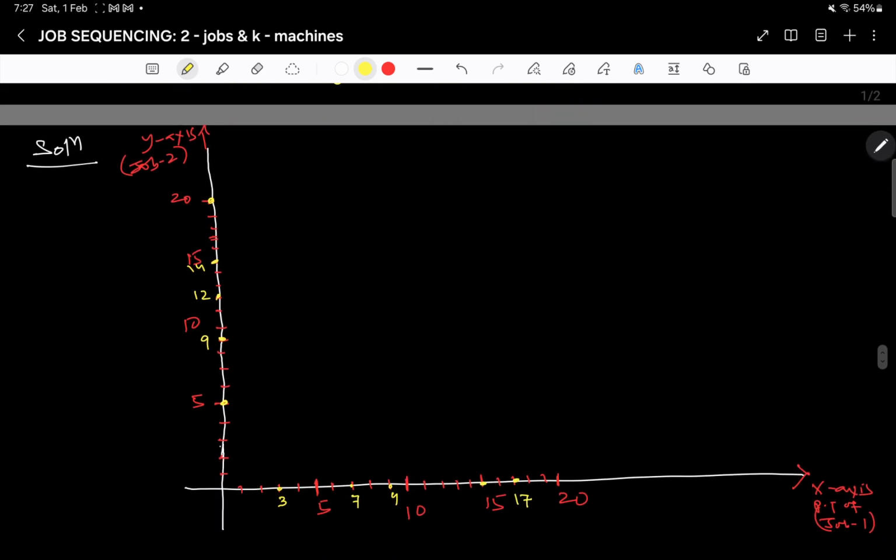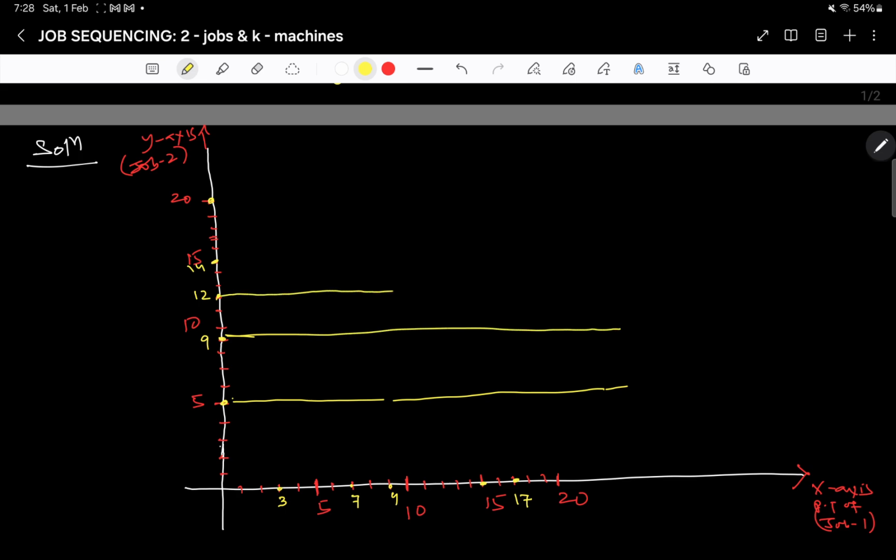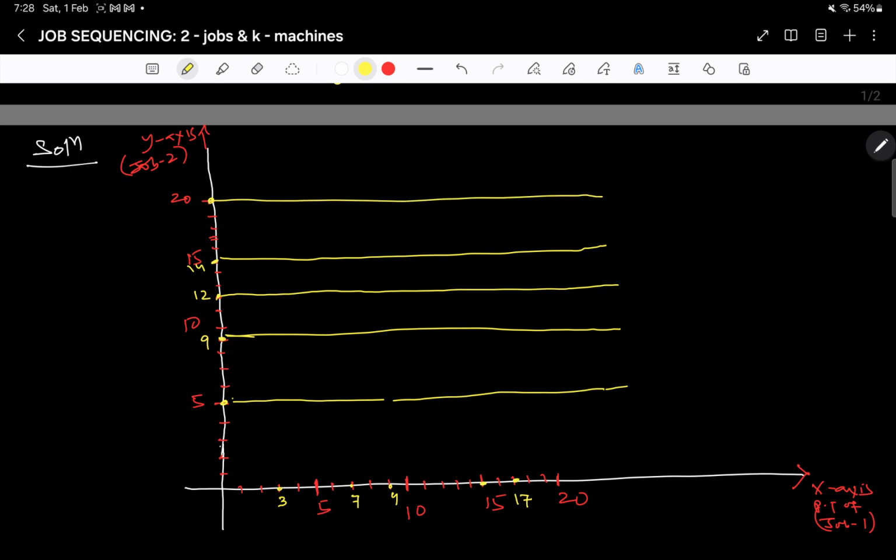So now you draw the blocks. So we draw the blocks here. At 5, just gently press the line and draw the blocks. At 9, you gently press the line and draw the blocks. At 12, gently press the line and draw the blocks. At 14, gently place the line, and at 20 you just place this line.